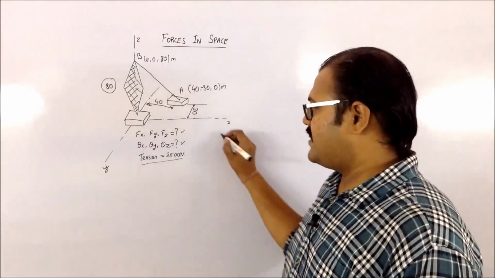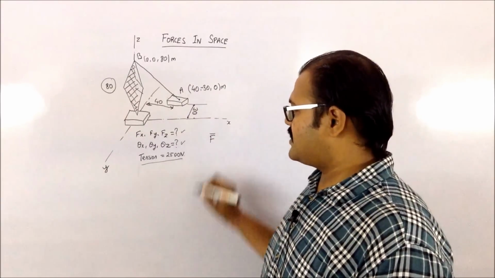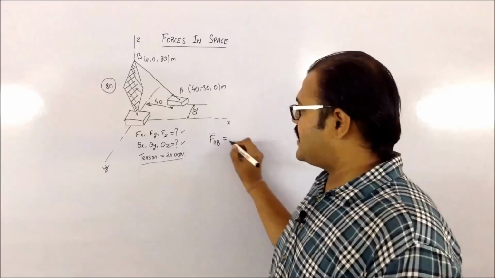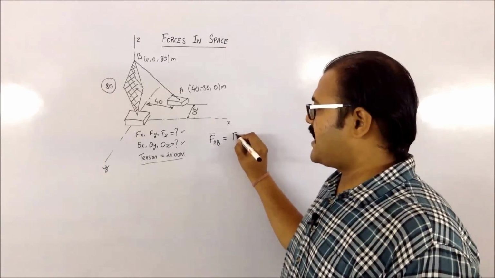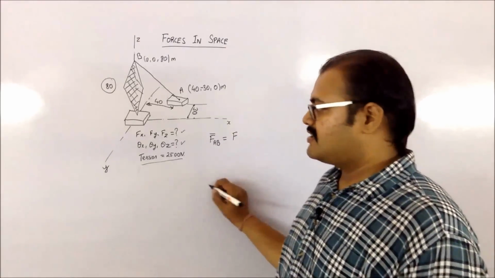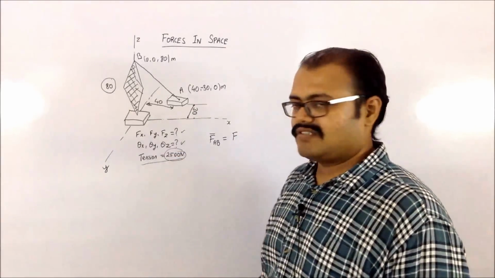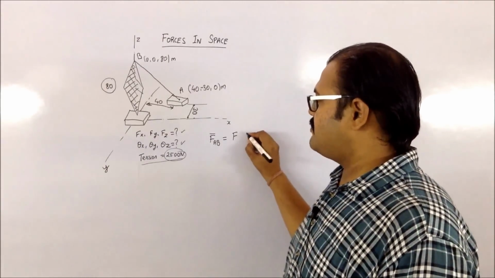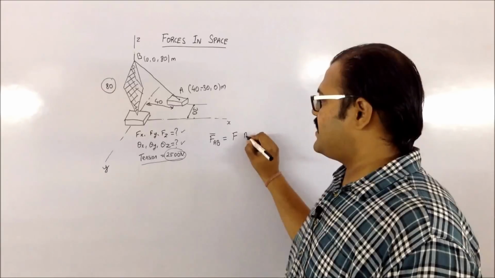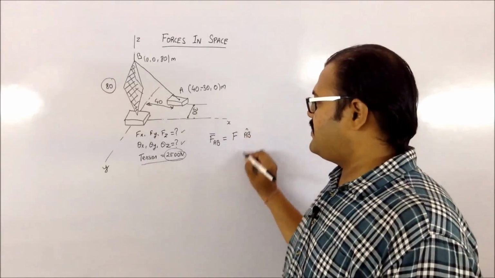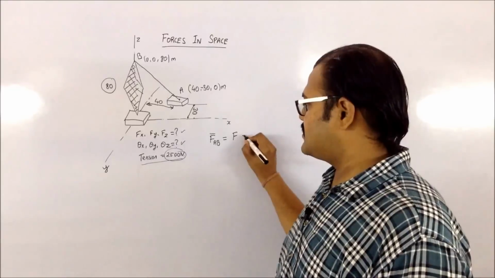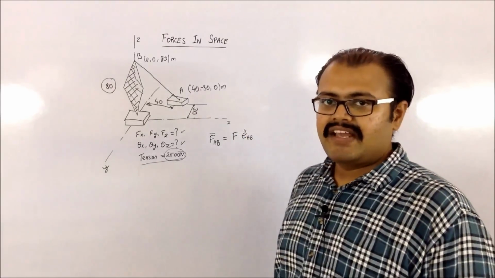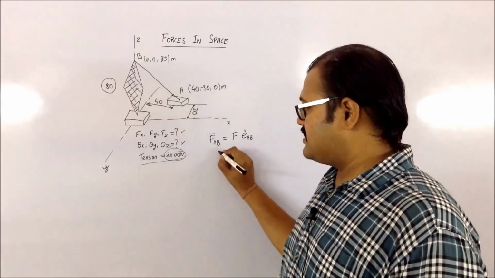Now I want to find what is going to be the vector F along AB. So that is going to be nothing but the magnitude of the vector, which is given as 2500, into the unit vector along AB. So the unit vector along AB can be written as AB cap, or it is also written like this. So let us find what is going to be the value.